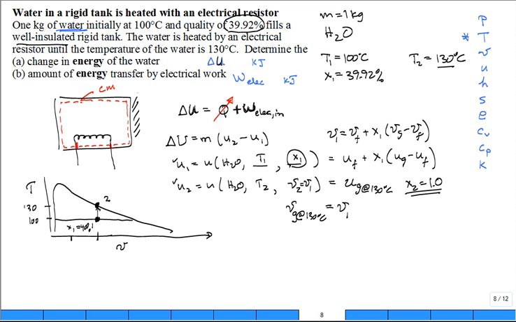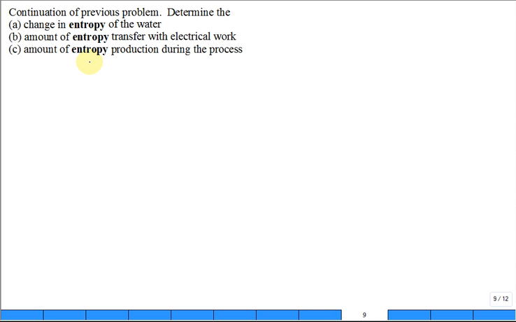Questions about entropy. So I pause. I want you to answer the question, how are you going to now change or calculate the change in the entropy of the water? How are you going to calculate the amount of entropy transfer with the electric work? And how are you going to calculate the amount of entropy production during the process?